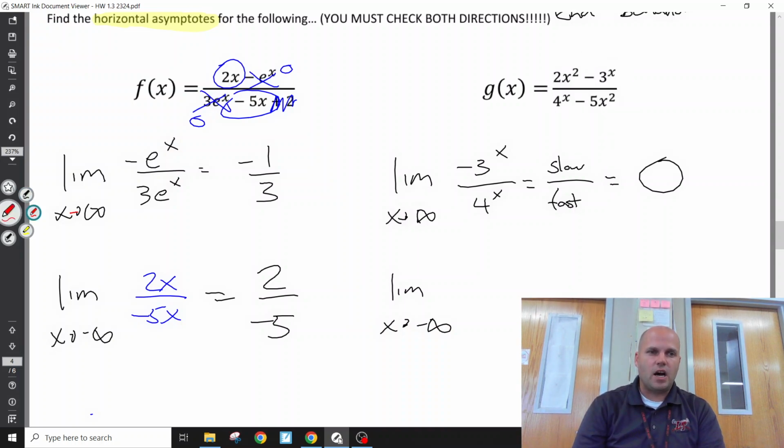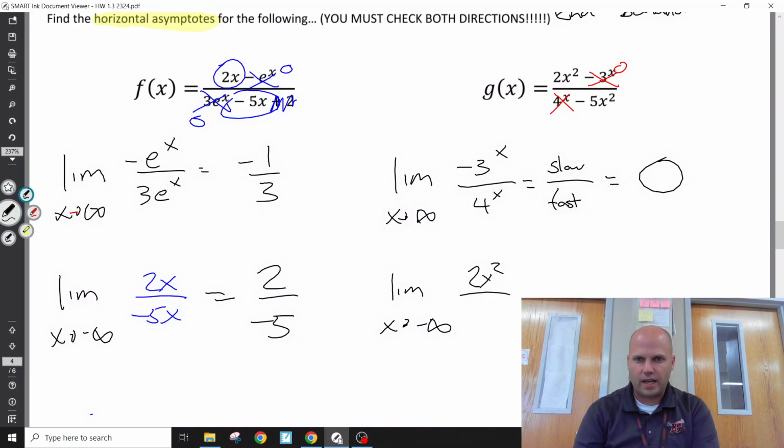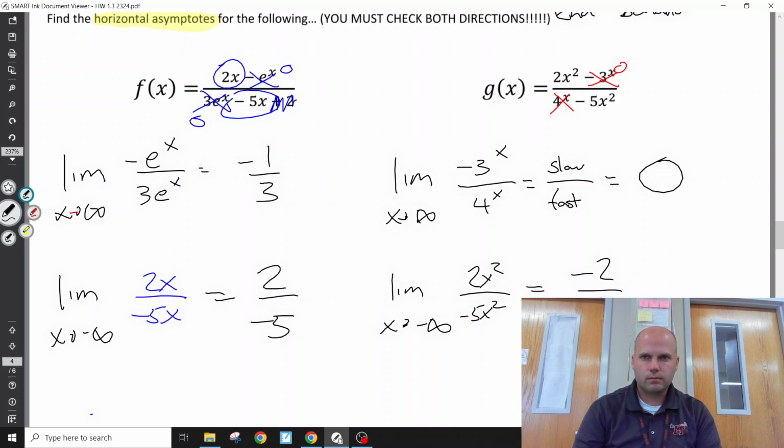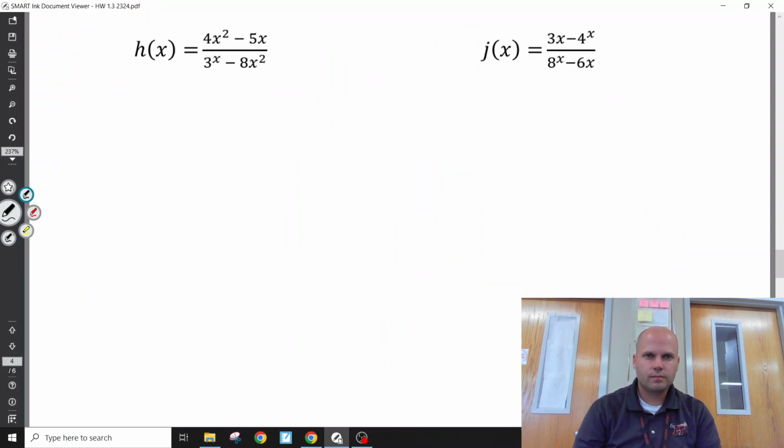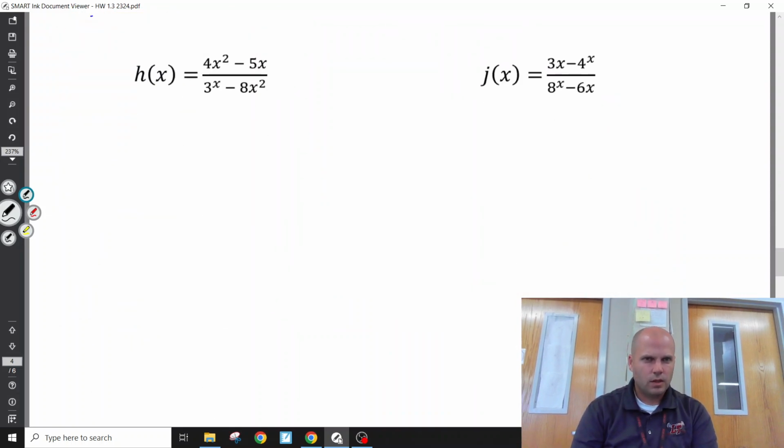That is my first kind of end behavior horizontal asymptote. If I go in the other direction, this goes to 0. It is a no growth function. It's gone. This goes to 0. It's a no growth function. It's gone. I end up with 2x squared over negative 5x squared. This is a same over a same. This is another negative 2/5. Okay, cool. It's really the same as f. All right. Same deal for h and j, and then we'll shift gears.